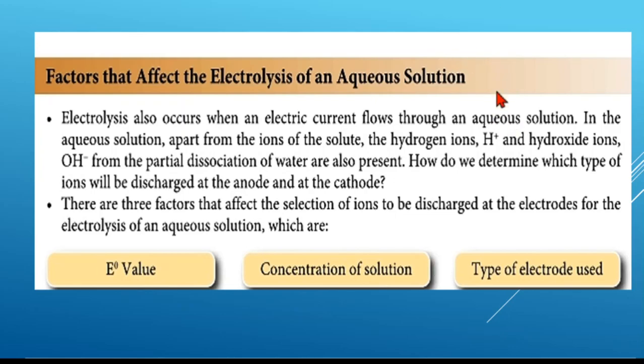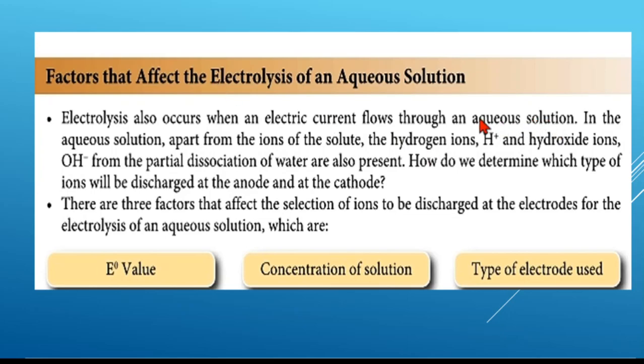H2O. Jadi, the H2O, the water also contain ion, iaitu H plus and OH minus. So, how many ions yang kita ada? How many ions? 4. We have 4 ions, iaitu 2 from the water and another 2 is from the kita punya element lah, kita punya solution.